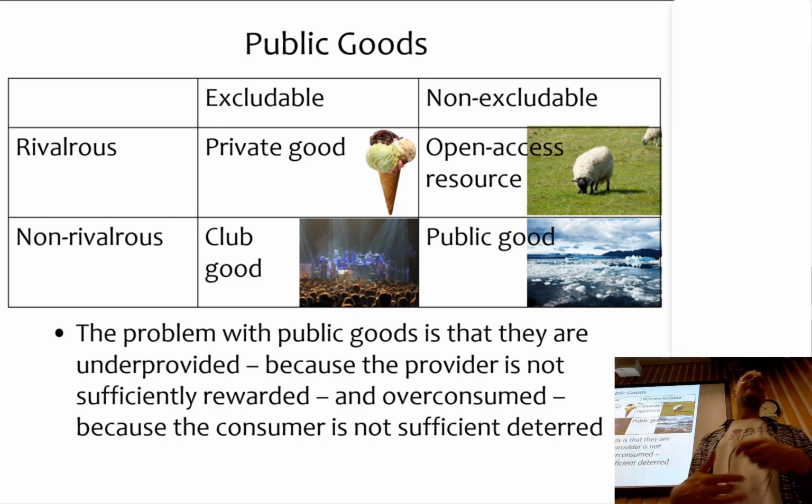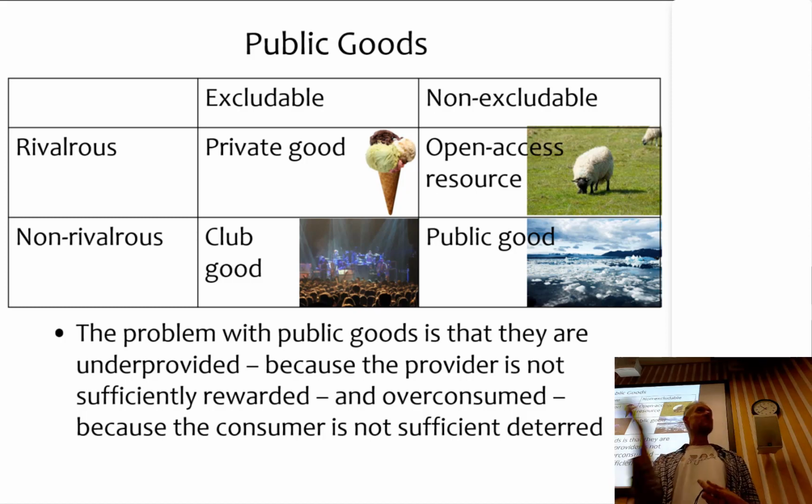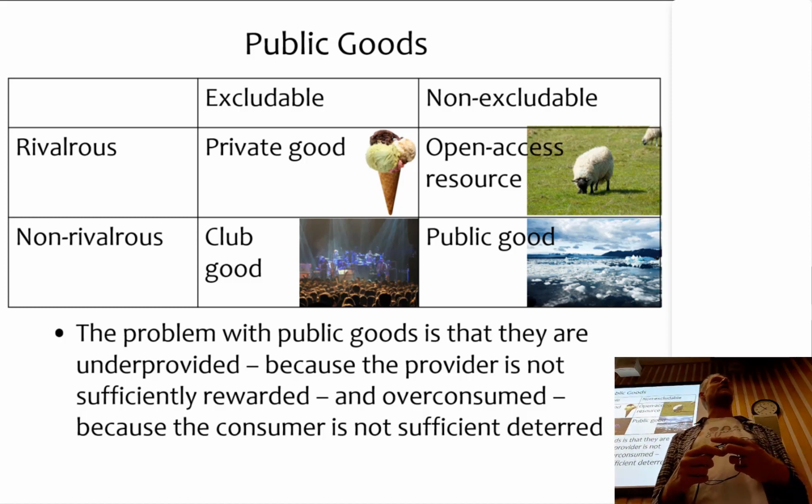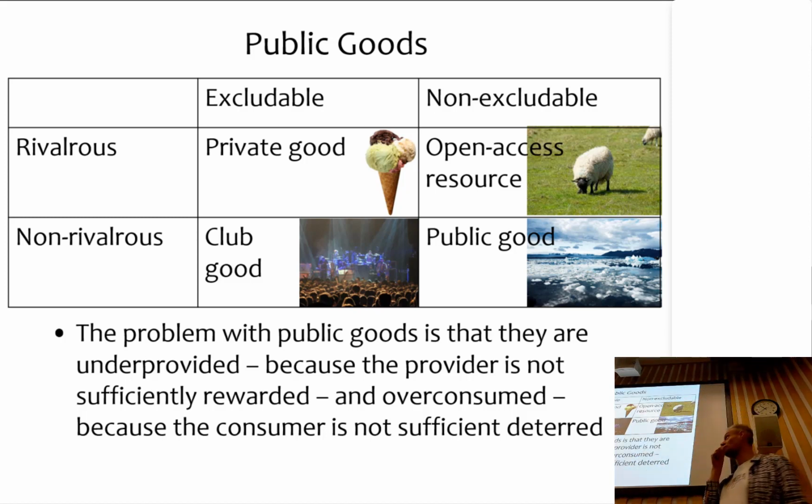But of course, the sheep are not there just to stand around. The sheep are there to eat the grass. And if my sheep eat the grass, your sheep cannot eat the same grass. Right? So there is a physical interaction between the animals. That is, there is rivalry in consumption. That is what we call an open access resource or a commons good.